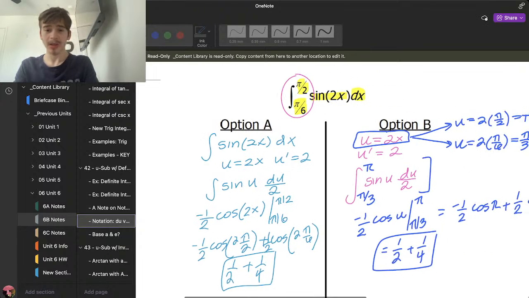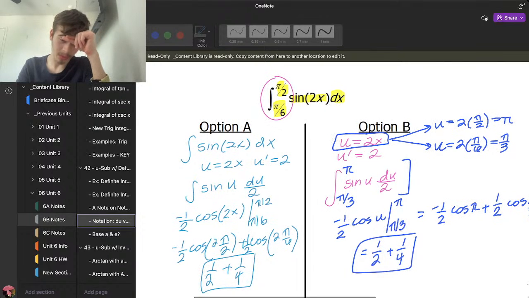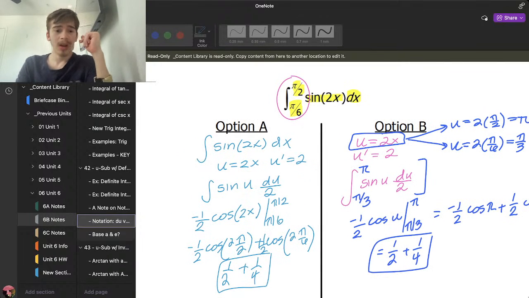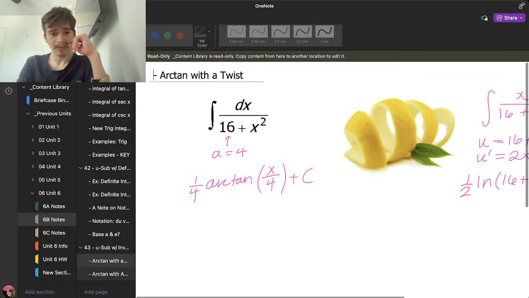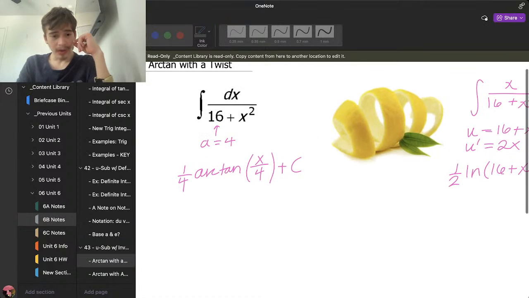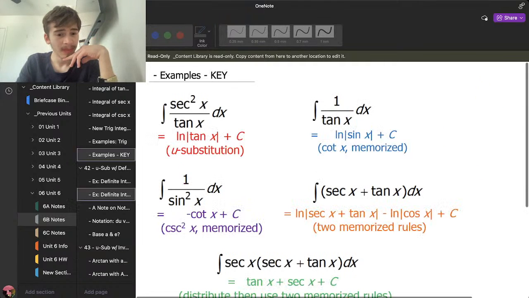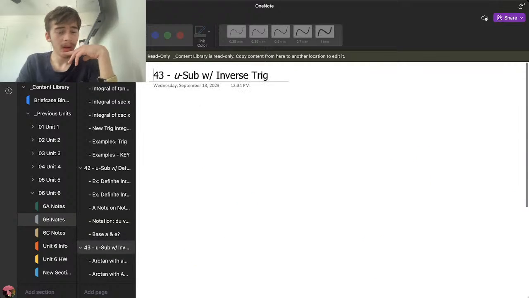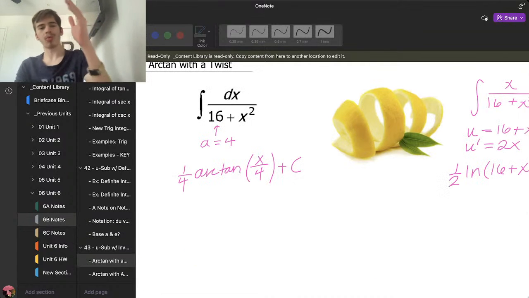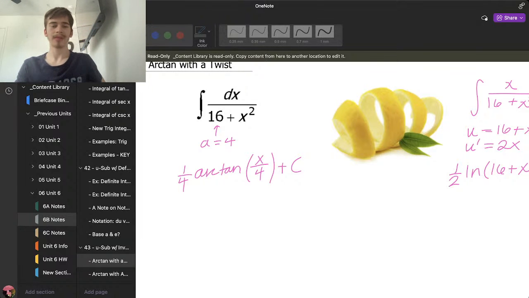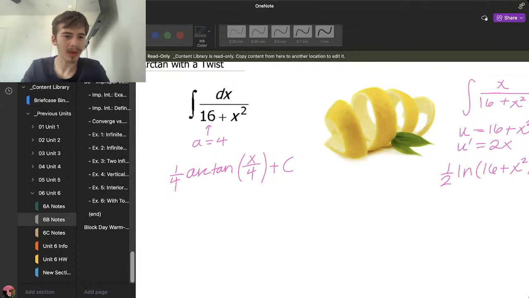du dx. For definite integrals, make sure to change your bounds if you're doing it with respect to u. Base AE. Okay, easy. Arctan. There's a formula. Did I cover the formula? Maybe I didn't. It's fine. Okay. Your a is 4. The formula is usually 1 over a squared plus u squared.